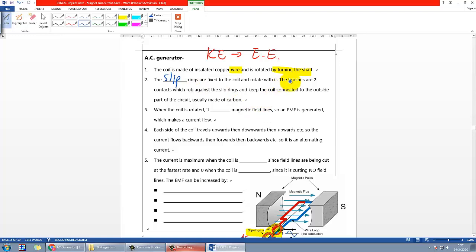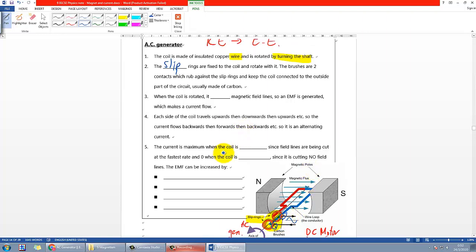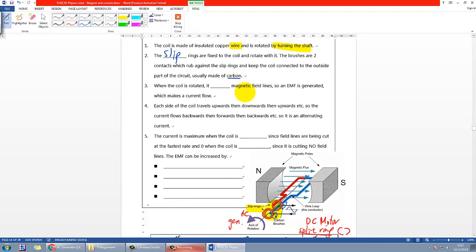Are fixed to the coil, rotate with it, and there are two brushes which you can see right here and right here. They are in contact with the slip ring, so that the contact will be smooth enough to maintain the current, and usually made of carbon. That's why usually we call it carbon brush.